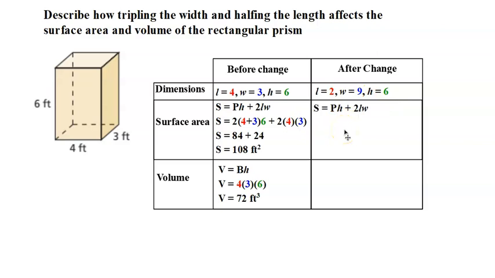So let's plug stuff in. Same formula. So now I have 2 times (2 plus 9) for perimeter, times my height, which is still 6, and then 2 times my base, which is 2 times 9. All right. Notice both of those change. Lateral changes and also the bases change. So I have 168 square feet. So let's work out our ratio there. Remember, it's new over old. So that is approximately a factor of 1.556.